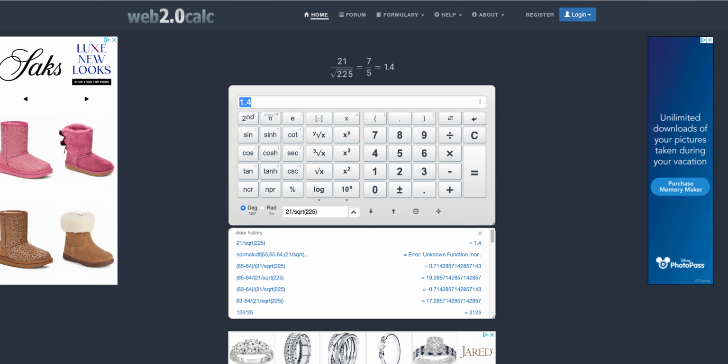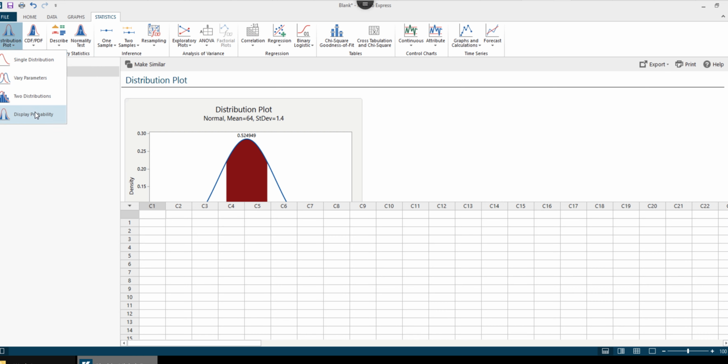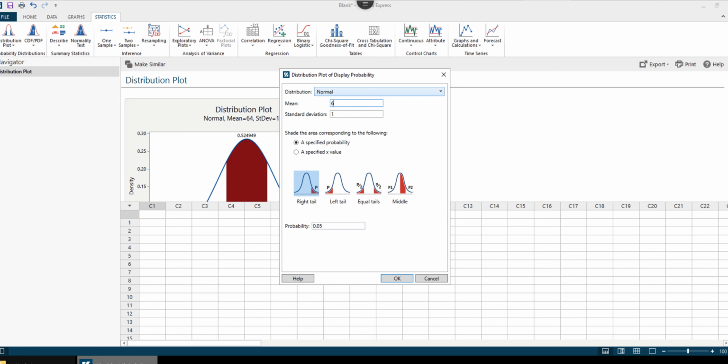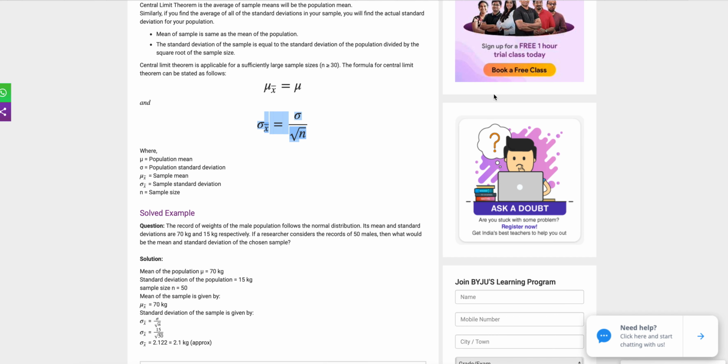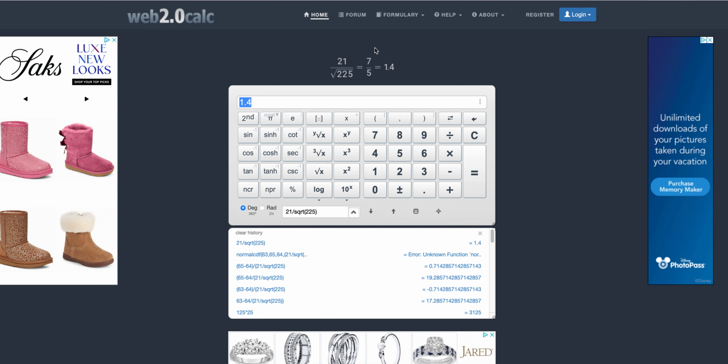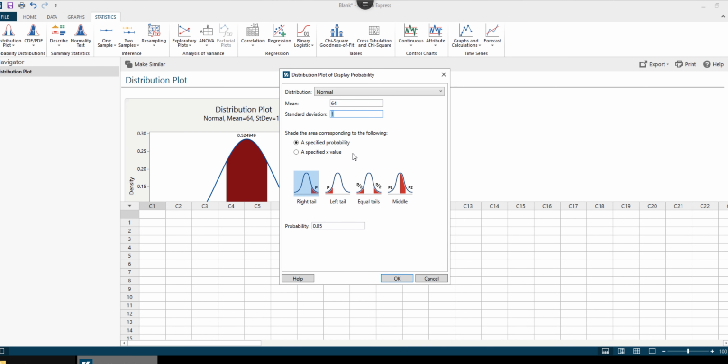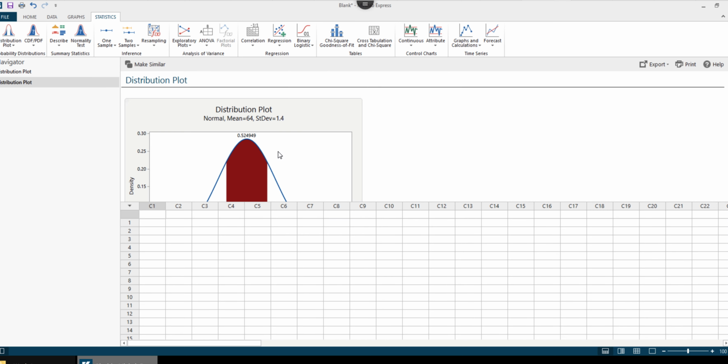So if I go into Minitab then, and I go to my distribution plot, I'm going to enter the mean they gave me of 64, but the standard deviation is going to be the one I calculated with the formula from the central limit theorem. So I have 21 divided by the square root of 225, which is 1.4. So I'm going to enter 1.4. I'm going to enter a specified x value. It's between two values. So it's the middle, and I have 63 and 65. Okay. So that's going to be roughly 52%.